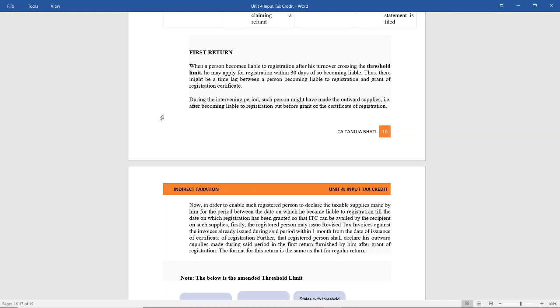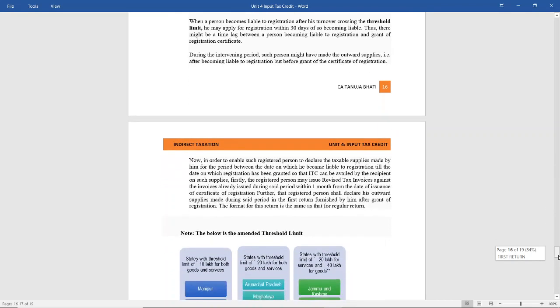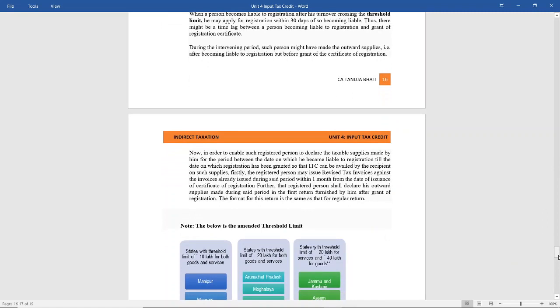Now during this time gap, what happens? Suppose he gets the GST registration certificate on 30th of August. Between 17th August and 30th August, whatever supplies he has made, since he became liable for registration, he is also liable to pay tax on that.